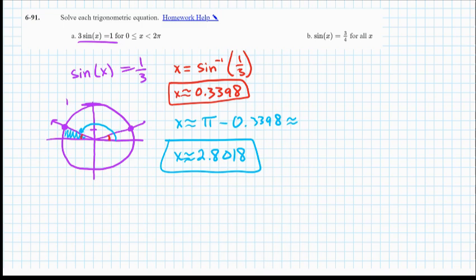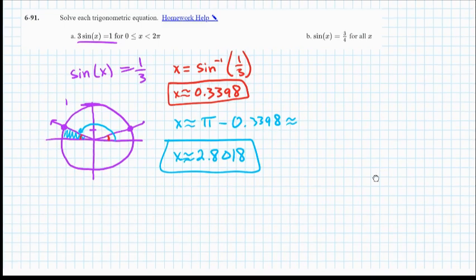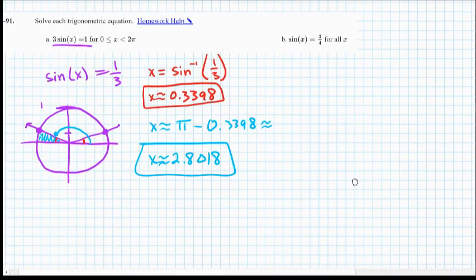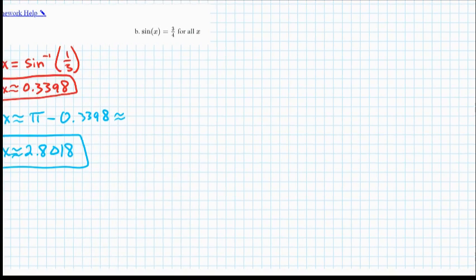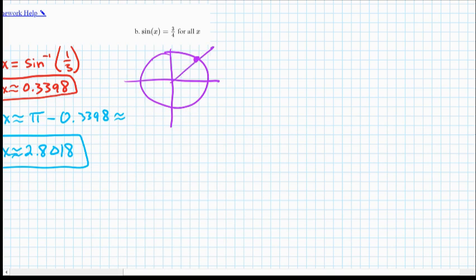My second problem here, similar idea, but it's a little bit different. First of all, I don't have to do any division, it's already by itself. But again, I want to just sketch this out to remind you that when we're dealing with this, 3/4, let's say it's here, there's two spots where the y value, because of sine, is 3/4. So I need to find two different ones to start. And so the first one here, again, I just use the inverse sine. So x equals the inverse sine of 3/4. If I plug that into a calculator, I get about 0.848.